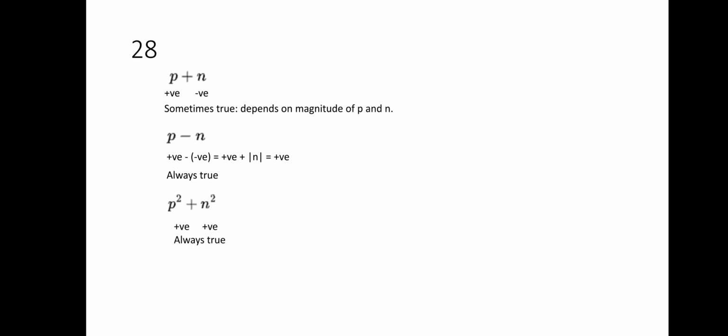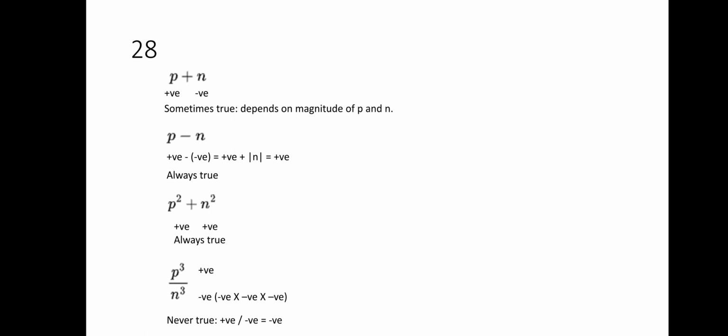Then the next one, P squared plus N squared is positive. This is always true. P is positive, so the square of a positive number is going to be positive. N is negative, so the square of a negative number is going to be positive, because N squared is a negative times a negative, which is a positive number. You're multiplying two negative numbers, so that turns into a positive, and therefore a positive plus a positive is going to give you a positive. So, always true.